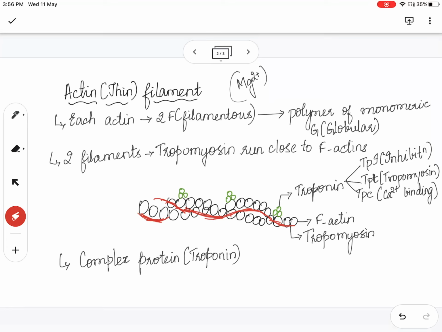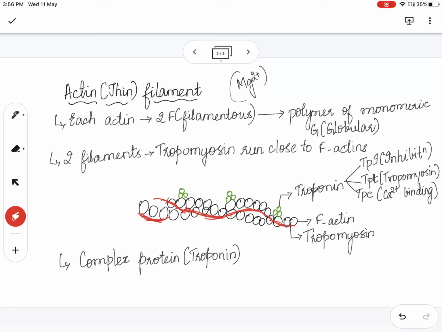Then coming to the third one, there is a complex protein. If you can see the green ones, they are trimeric in nature. That means three units are combined over there, and the name of that complex protein is troponin. Now why is it called a trimeric protein? Because it has three subunits present in it, that is TPI, TPT, TPC.